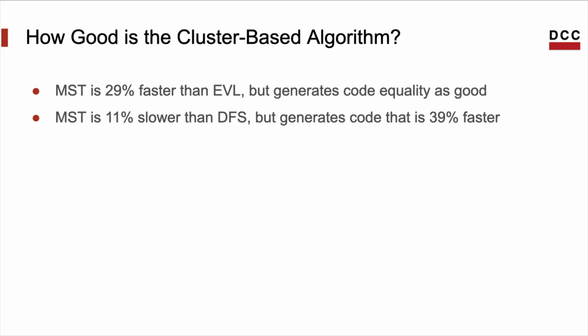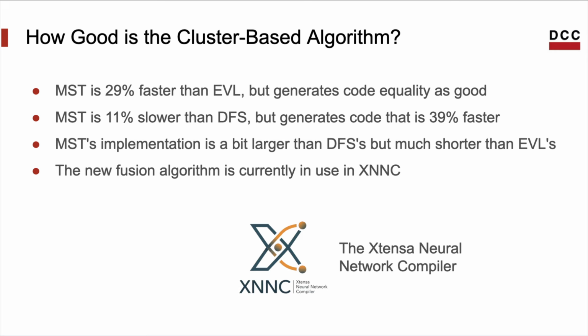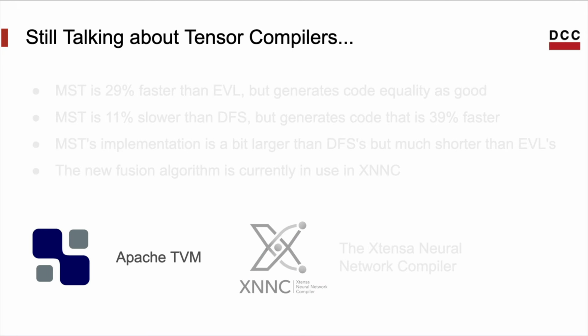It's a bit slower than DFS, about 10%, but generates code that's 40% faster. The implementation of MST is just a bit larger than DFS's, but is much smaller than the evolutionary algorithm. And today, that's all available in Cadence's Xtensa Neural Network Compiler. And that was our story with XNNC.